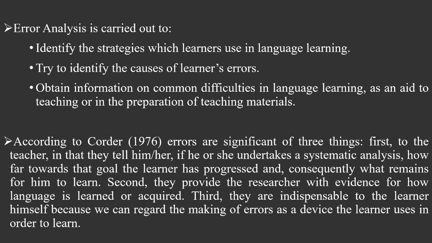Okay, the other thing is that they provide the researcher. So the first is for the teacher, the second for the researcher, the evidence for how language is learned and acquired. Okay, it gives him hints about language acquisition. And the third matter is that they are indispensable to the learner himself. Okay, because we can regard the making of errors as a device the learner uses in order to learn. The making of errors is a sign that language learning occurs. It means that you are learning.